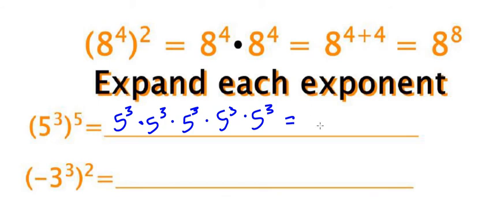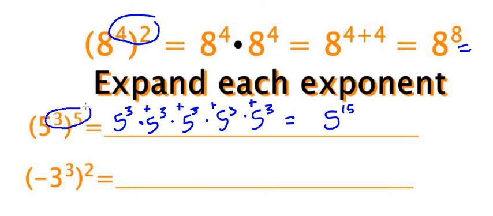So now if we think back to our rule from 2 days ago, we know that when we have like bases, what we do is we add the exponents. So 3 plus 3 plus 3 plus 3 plus 3 is going to give us 15. So this is 5 to the power of 15. And if you look at these two numbers here and the solution, and you look at these two numbers here and the solution, you might start to figure out what's going on here. Notice the base stayed the same the entire time.